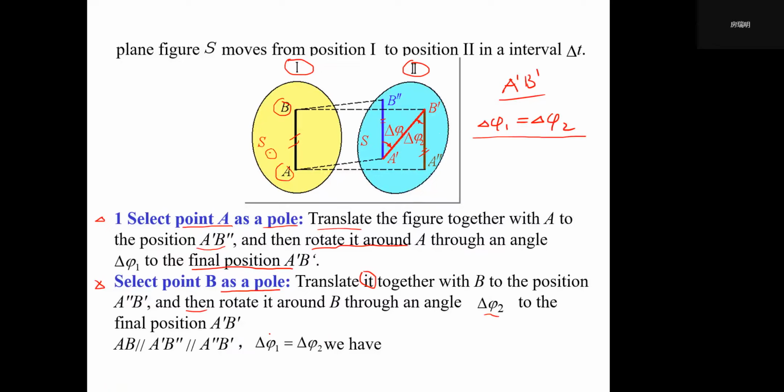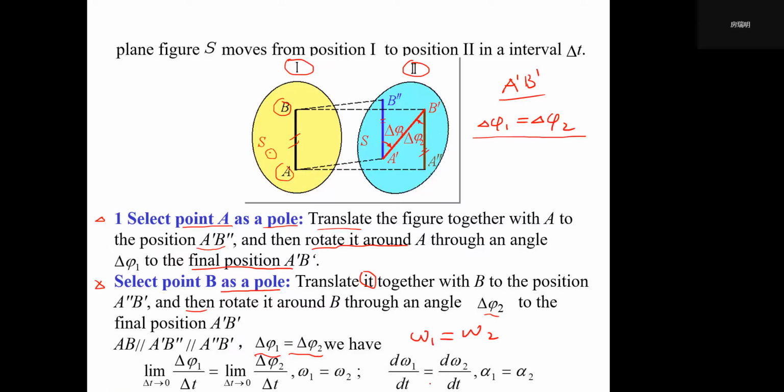Then if we do the derivative calculation, we will have omega 1 equal to omega 2. So that's the principle. We have this conclusion: omega 1 equals omega 2 and alpha 1 equals alpha 2. So that's why we have this conclusion.